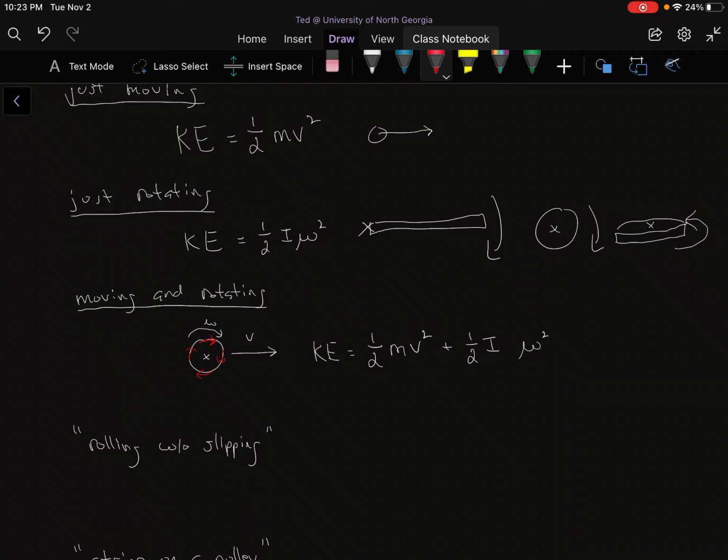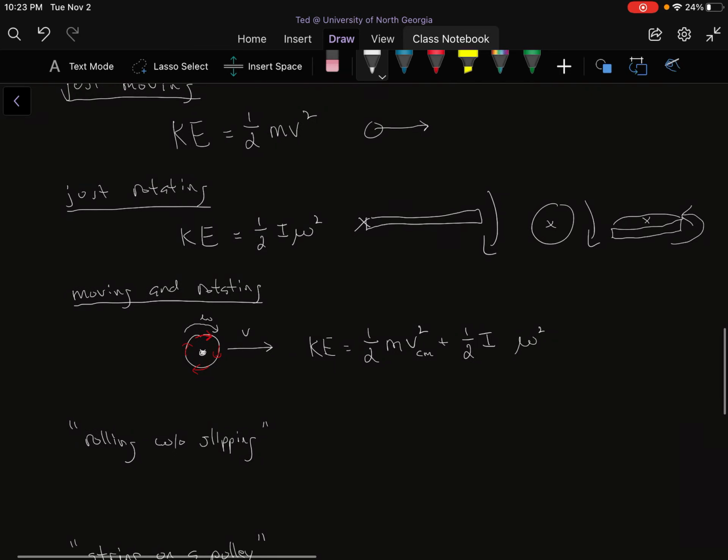So what velocity are we actually talking about here? Well, the velocity that we need in the formula is how fast the whole ball is moving, which is also considered the center of mass velocity. That is, if you just think of the ball as a point at its center, how fast is the ball moving?